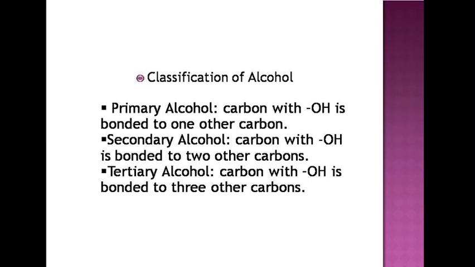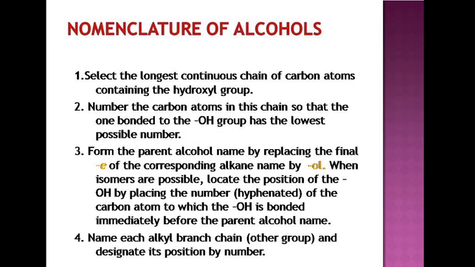When the hydroxyl group is bonded with a primary carbon atom, that alcohol is called a primary alcohol. When the hydroxyl group is bonded to a secondary carbon atom, that alcohol is called a secondary alcohol. And when the hydroxyl group is attached to a carbon atom which is tertiary, that alcohol is called a tertiary alcohol.